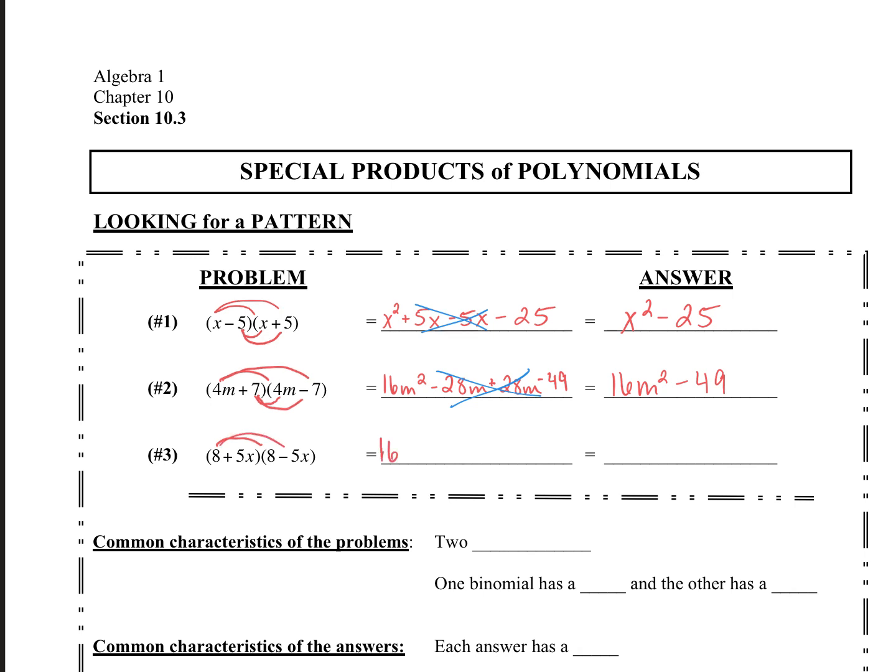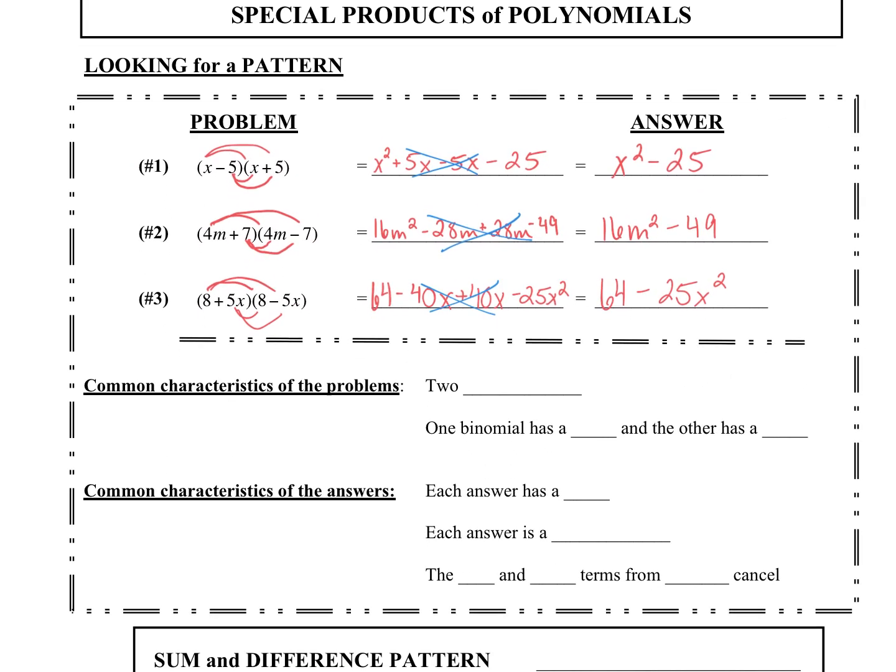Okay, and last example here, all right, 8 times 8, 64. 8 times negative 5x is negative 40x, and I don't know why I wrote a 16, so let me get rid of that quick. So 64 minus 40x, and then we have plus 40x minus 25x squared, okay? And once again, those middle terms are going to cancel. So what we're left with in this case is 64 minus 25x squared.